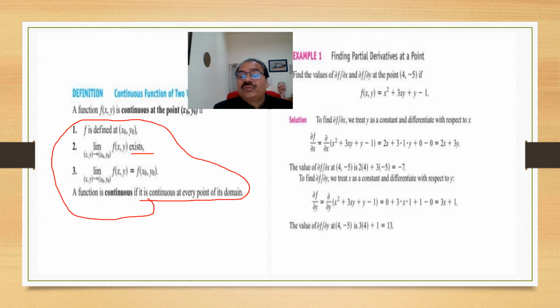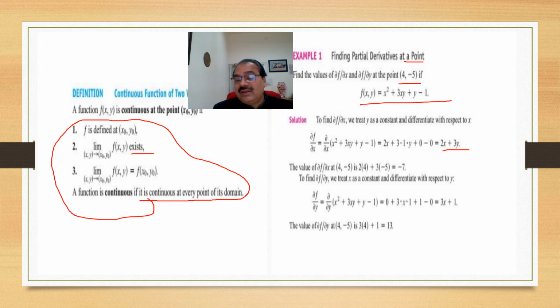Okay. Now, the next question we have already done in the previous PPT also. Here also, for practice, finding a partial derivative at a point: find the values of del f over del x and del f over del y at the point 4, minus 5, for this simple function. Then you can differentiate, keeping y as a constant. Then you will find del f over del x, and this value you will get is 2x plus 3y. Similarly, del f by del x at 4, minus 5.